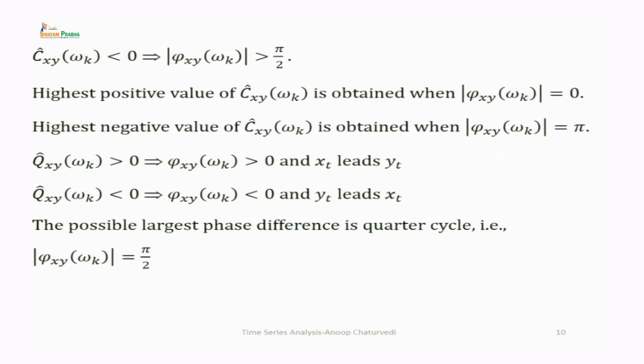And the largest phase difference is a quarter cycle, means one cycle is of 2 pi. So, quarter cycle means pi by 2. So, the largest possible phase difference is for phi_xy(omega_k) equal to pi by 2.